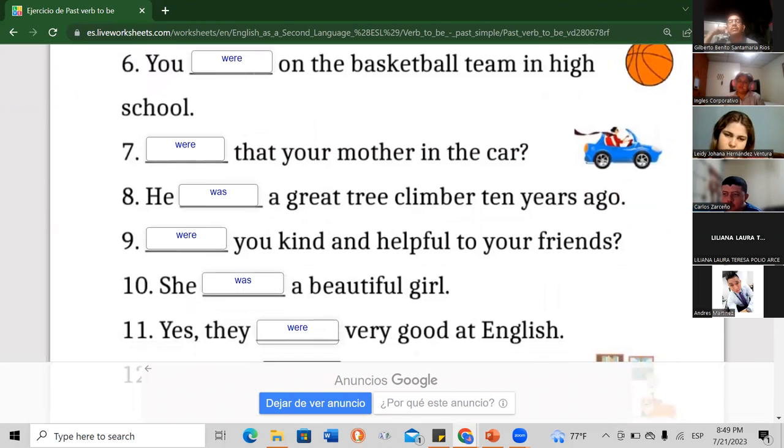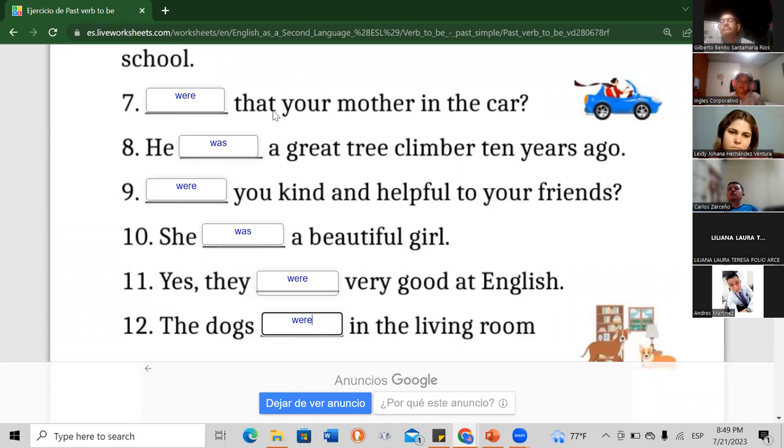Sylvia, number seven, please. Oh, number seven is already a question. Okay. Number eight, sorry. You have a positive sentence, but you're going to make a question. Okay. Was he a great tree climber 10 years ago? Yes. Okay. Hazel, number 10. Was she a beautiful girl? Okay, very good. Thank you.